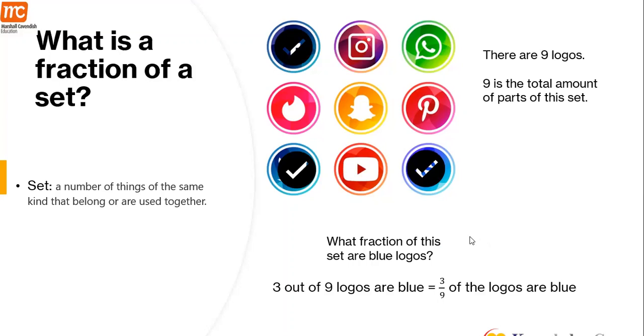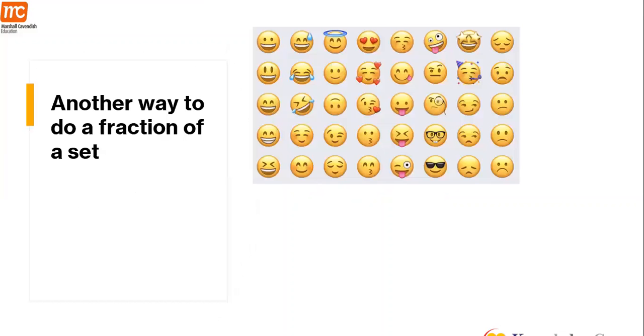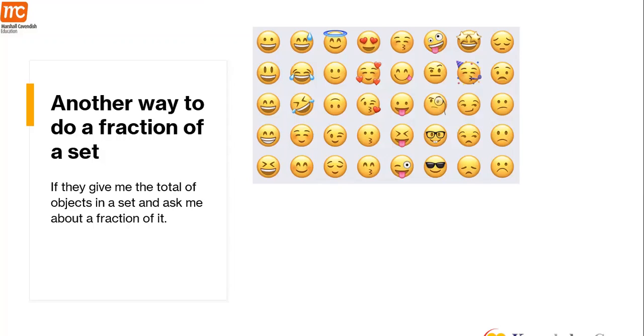This is the easiest way. But I know you've seen in your book that there are other examples that might not be that easy. So I have these emojis. How many emojis do I have here? What if they give me the total of objects in a set and they ask me about a fraction of it? It's not going to be as easy as the logos because now I have a bunch of them. It's a lot more than 9.